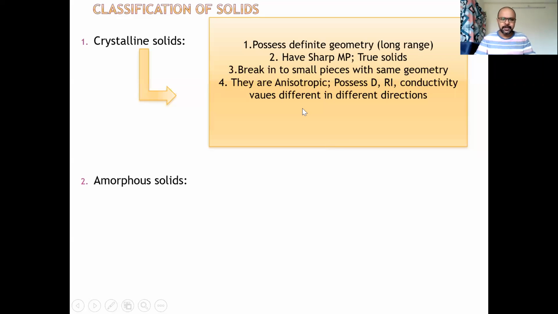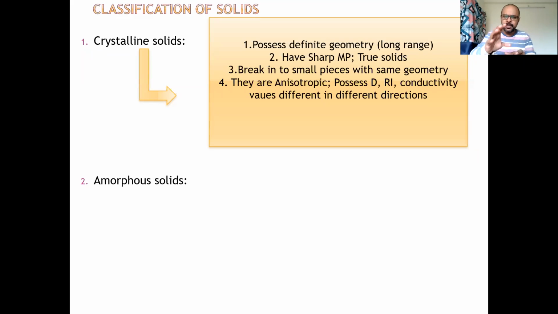Another striking difference between crystalline and amorphous solids is a property called anisotropy. Crystalline solids are said to be anisotropic. What do you mean by that? You take a crystalline solid, for example all metals, or ionic solids like cesium chloride or sodium chloride; they are all crystalline solids. You take a sodium chloride block and measure the values of density, refractive index, and conductivity. They will be different in different directions. So you are going to measure density in a particular direction.